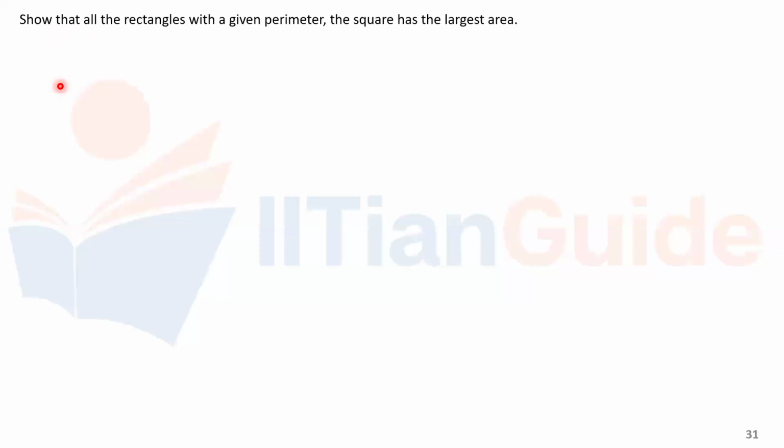Now come to this question. Just read this. Show that of all the rectangles with a given perimeter, the square has the largest area. Okay. We are having a rectangle. I'm showing you a figure. Sometimes it becomes difficult to understand the problem in maxima minima. Some people don't understand. For that reason, I'm explaining. I am taking a rectangle. One side I am taking x, one side I am taking y.